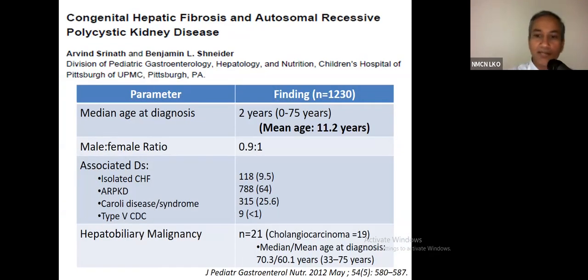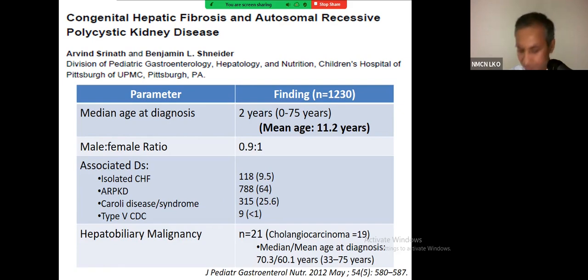This is a compilation of various congenital hepatic fibrosis cases published in JPGN in 2012. Of 1,200 cases, it was shown that ARPKD with CHF was the commonest presentation, that is 64%, isolated CHF in around 10%, and Caroli's disease or syndrome was there in 25%. Also, the risk of cholangiocarcinoma was around 1.5%.